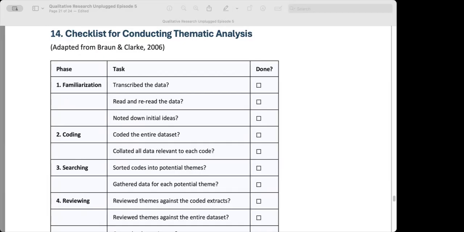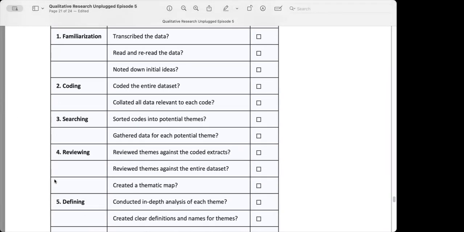Moving to Phase 3, searching for themes, the checklist verifies: Did you actively sort your codes into potential themes, grouping related concepts, and starting to see the bigger picture emerge? Have you gathered together all the relevant data extracts for each potential theme so you can review them cohesively in the next phase? Check 3.